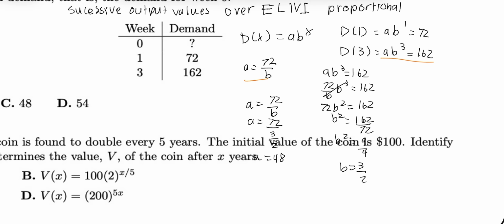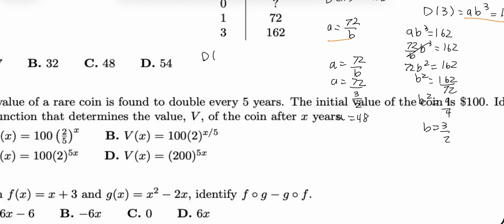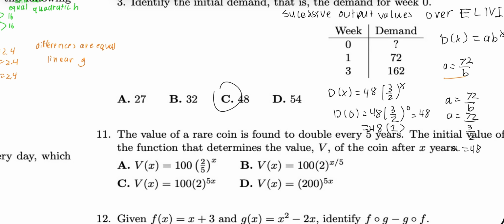So then for our exponential model, we plug everything in. We have d of x is 48 times 3 over 2 to the power of x. And also d of 0 is going to be equal to 48 times 3 over 2 to the power of 0, that's equal to 48. This is equal to 1. So that makes sense. So C is going to be our right answer.